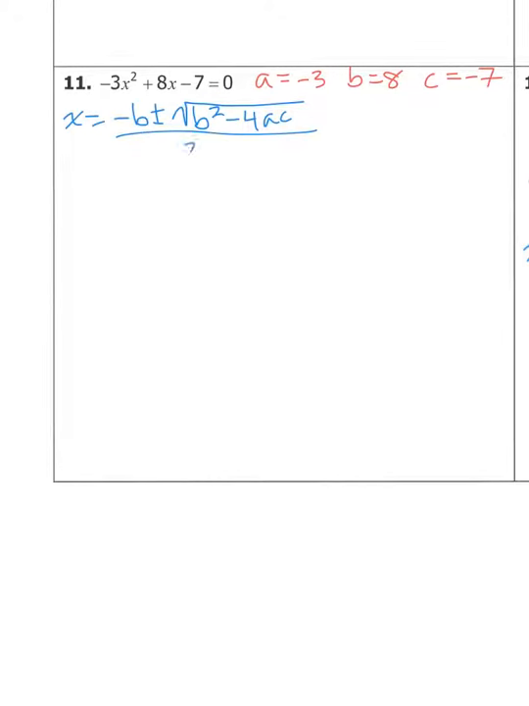So I can identify what A, B, and C are. A is equal to -3, B is equal to 8, and C is -7. This is the last time. Enjoy it while you can. The opposite of B plus or minus the square root of B squared minus 4AC all over 2A.